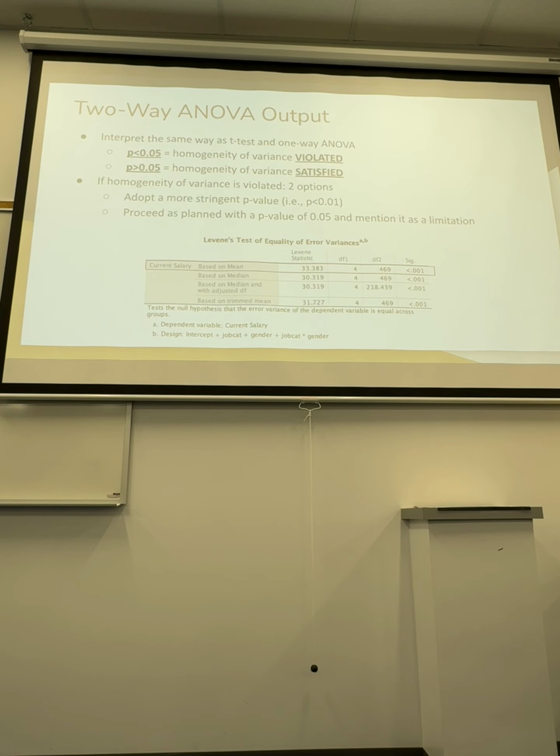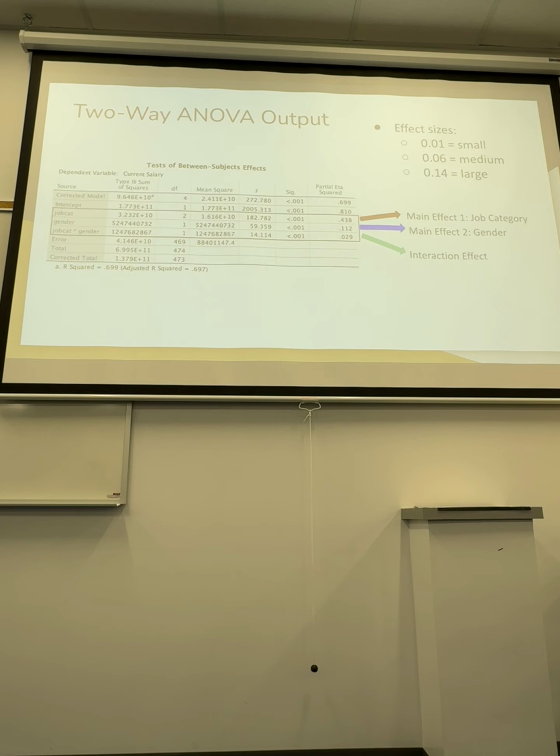Just make sure that you guys are giving us your Levene statistic value, so 33.383. The significance, in this case, is statistically significant, so there is a violation, but we're moving forward as planned, and we're going to acknowledge that there was a problem. Okay, we got it color-coded and everything.